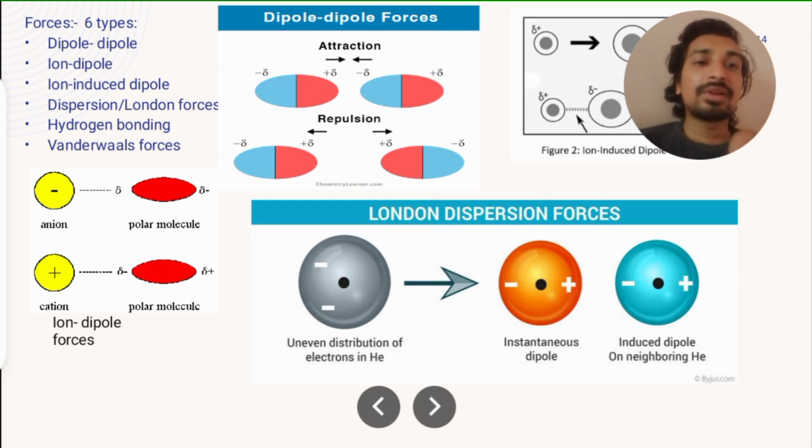So two atoms are there, for example, two more atoms. Between them there will be charge separation. Charge gets separated, positive and negative. Because of that there is an attraction. This positive side attracts the negative side, and if positive is near positive, they repel each other. So these are dipole forces.